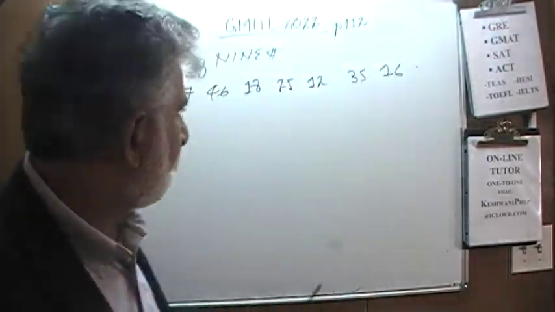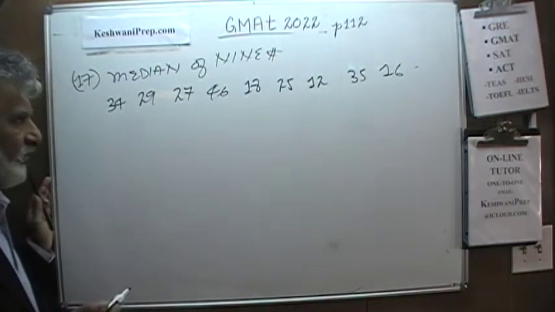Since there are 9 numbers, the median will have to be the 5th observation. 4 on this side, 4 on the other side, and the 5th observation is the median. We just have to locate the 5th observation. That's all it is. Let's begin. It's just pay attention. It's not a very difficult question.